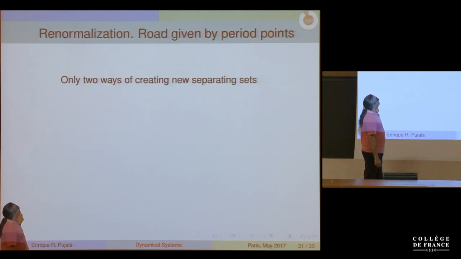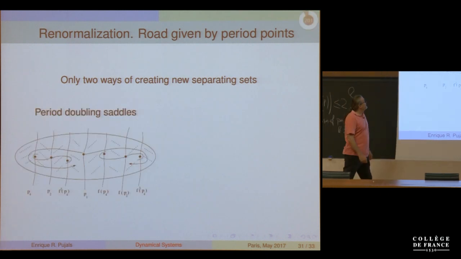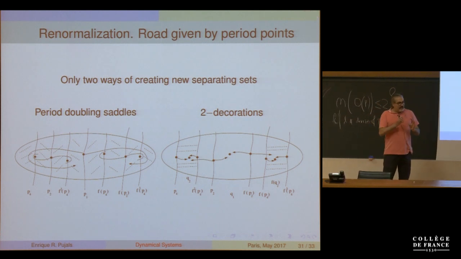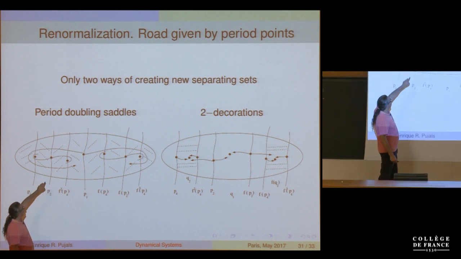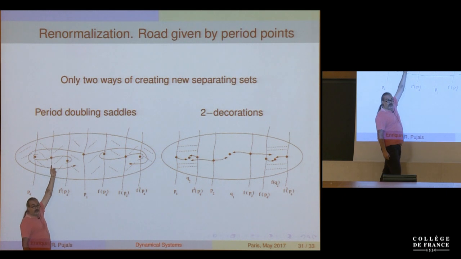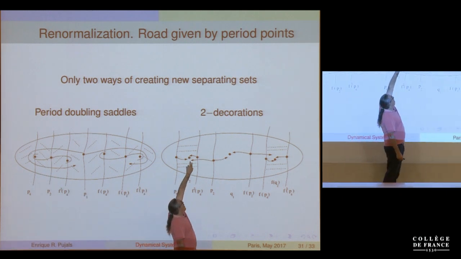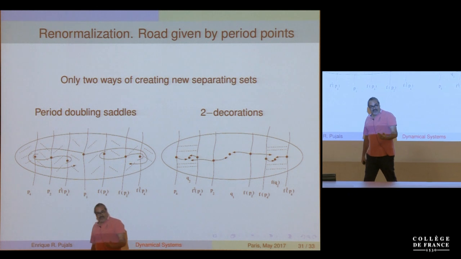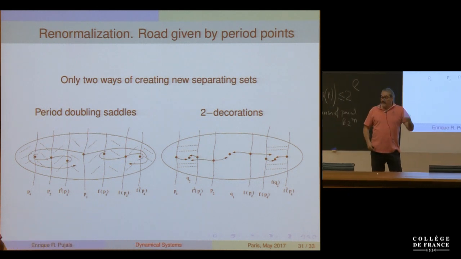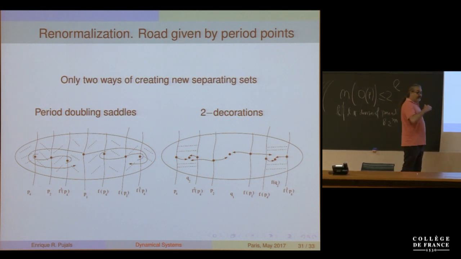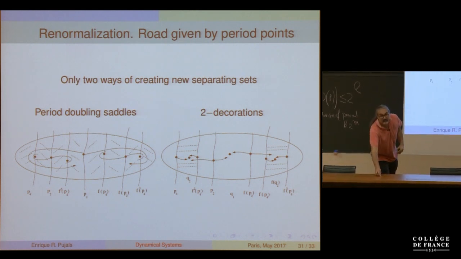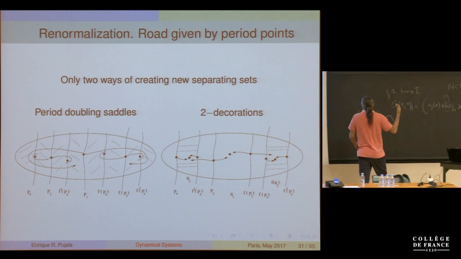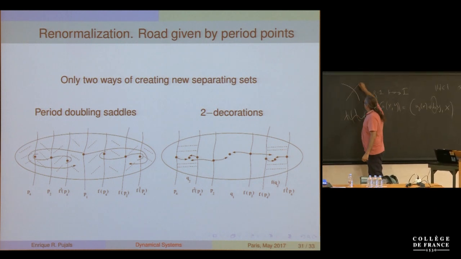But in fact, there are only 2 ways of creating new separating sets: the period doubling saddle or the 2 decoration. This is the only way that you build a new separating set: either introducing a periodic point with negative eigenvalues, or introducing a periodic point that is going around one of lower period. In one-dimensional dynamics, this basically looks like the period doubling, or something that does not happen when you have a negative Schwarzian derivative. For people who know a little bit of one-dimensional dynamics, this will be the period doubling.